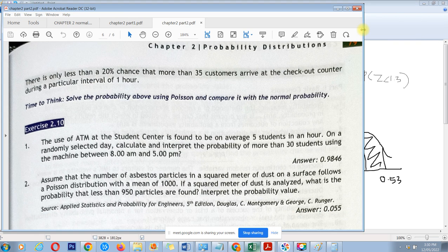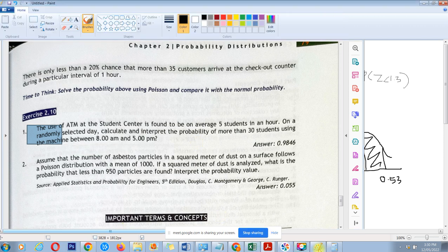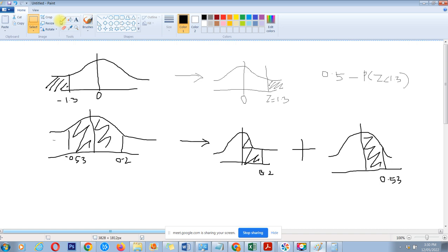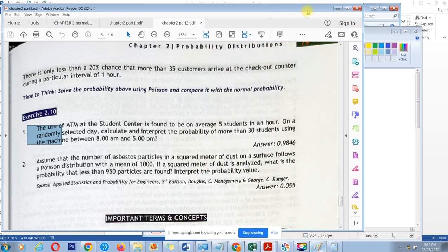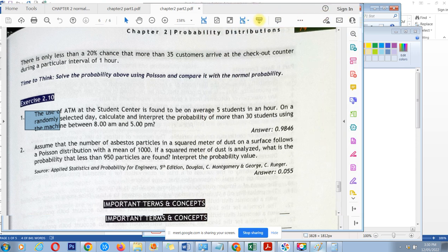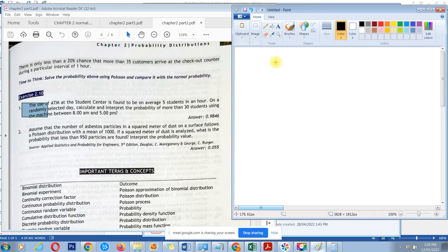So kita discuss sikit exercise 2.1 number 1 ni. Yang ni adalah untuk attendance you. Okay, so now first of all you need to define what is X here. So what is X? X is the number of students used.